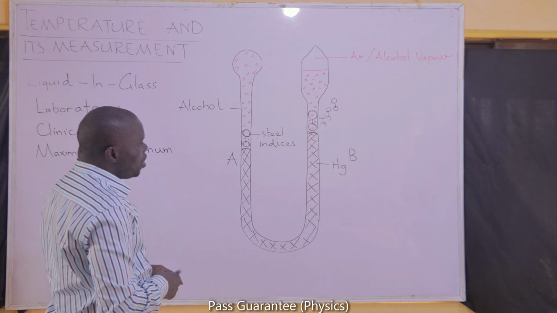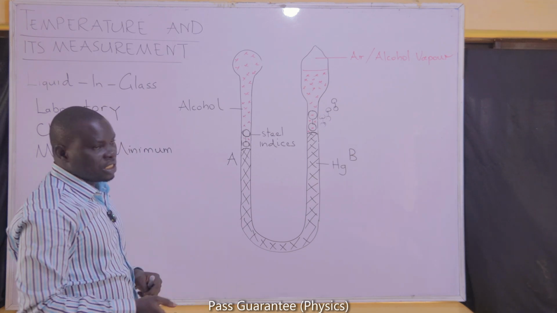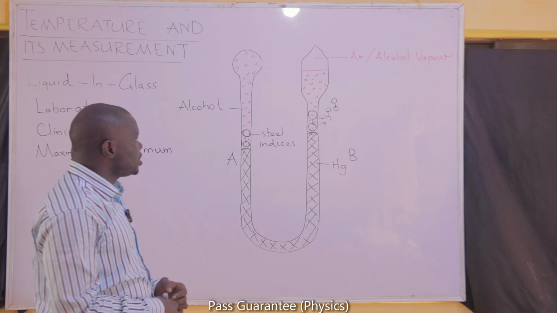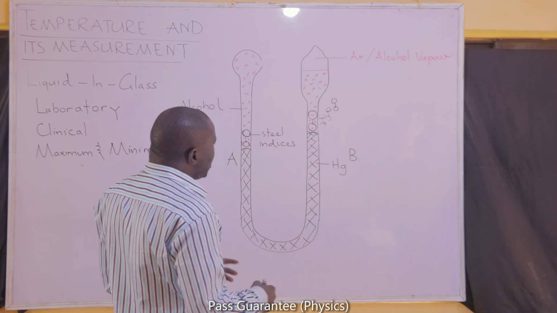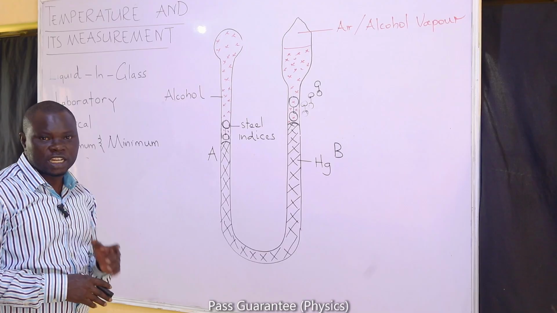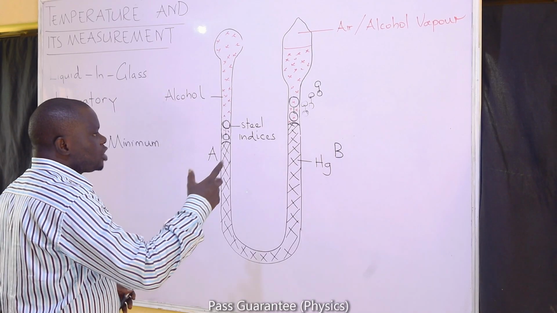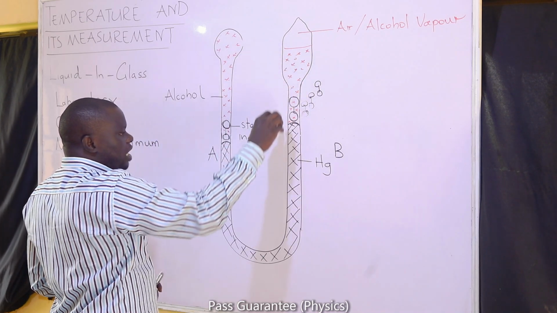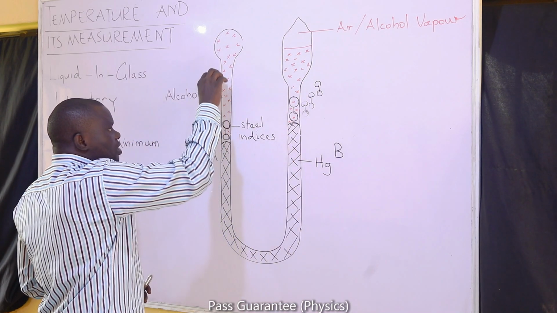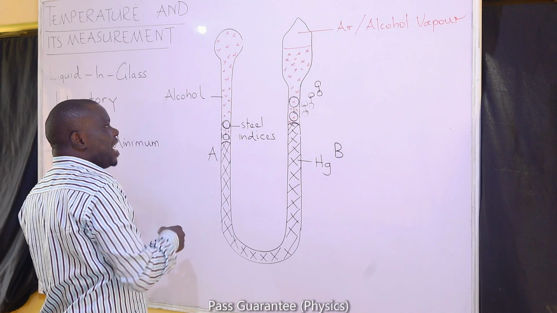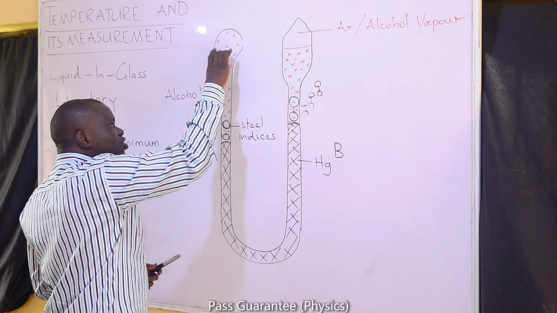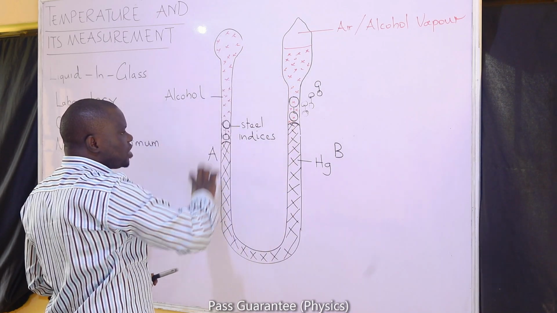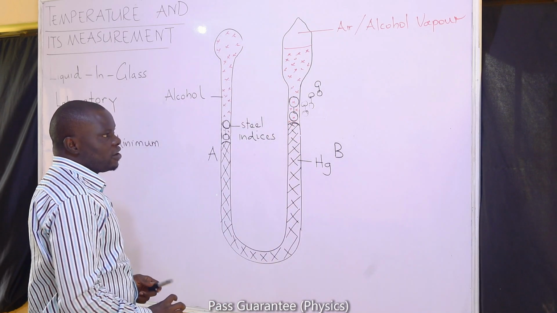When the temperature reduces, the reverse will take place. Reverse now means a reduction in temperature. When there's a reduction in temperature, we expect contraction. Alcohol on this arm will contract, mercury will also contract, but alcohol here too will contract. It is the alcohol that you have on this arm that is going to dictate the movement process of the three columns of liquid that we have.